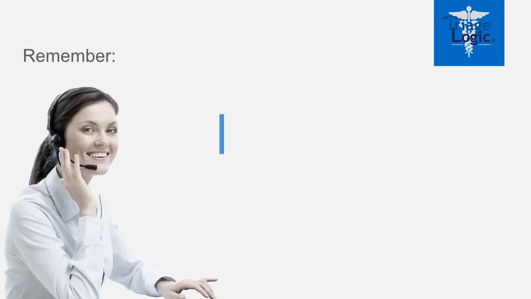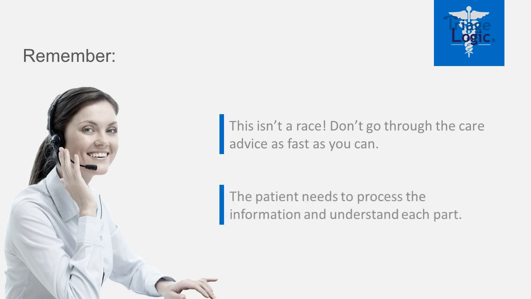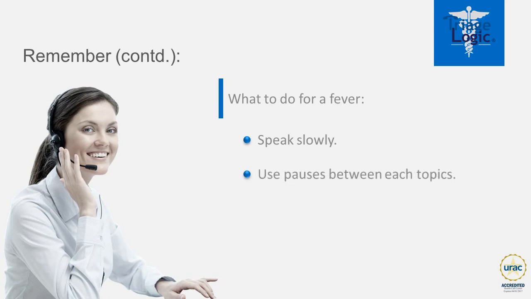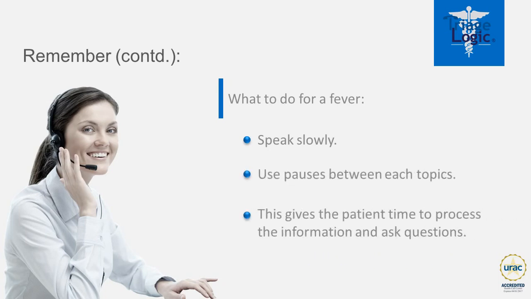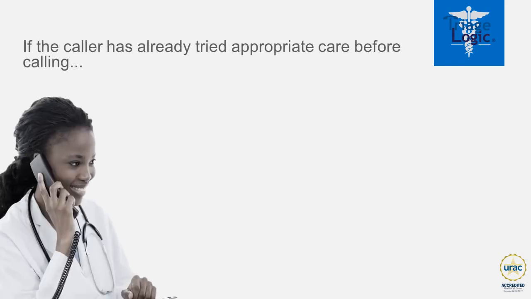The nurse should remember, this is not a race to see how fast she can go through the care advice. The patient needs to be able to process the information and understand each part before moving on. Speak slowly and pause between topics. This gives the patient time to process the information they received and ask questions before moving on to the next piece of advice. If the caller has already tried appropriate care before calling you, this step is also a nice time to reassure them that they are doing a great job.